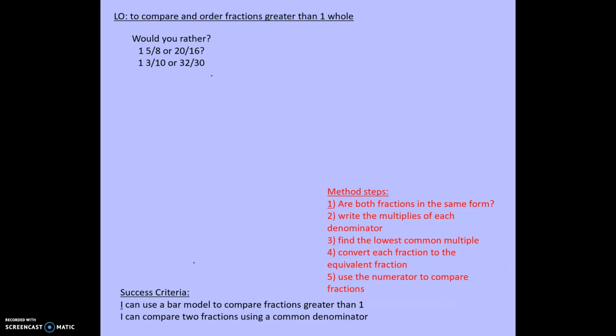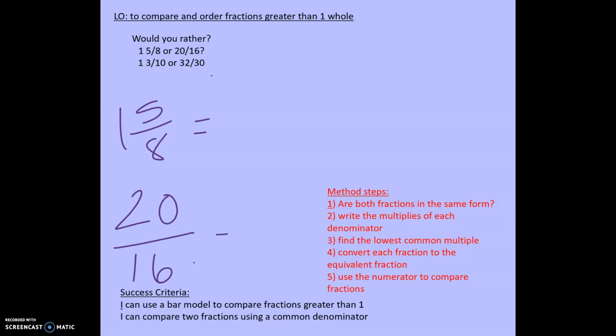Now, if I've got 1 and 5/8 and I've got 20/16ths, they're definitely not in the same form because one of them is a mixed number and the other is an improper fraction. My advice would be to change them both into an improper fraction, because that's the easiest way to then find the equivalent. So we've got to change 1 5/8 into an improper fraction.